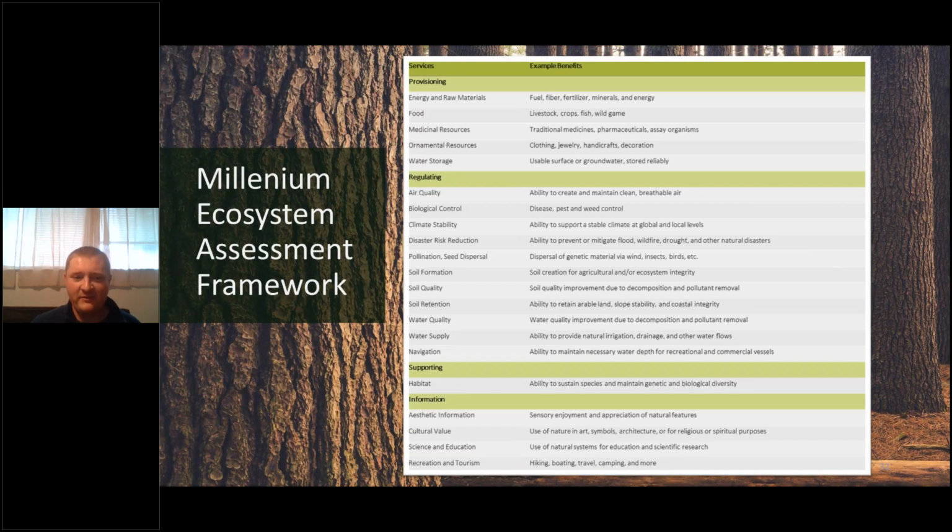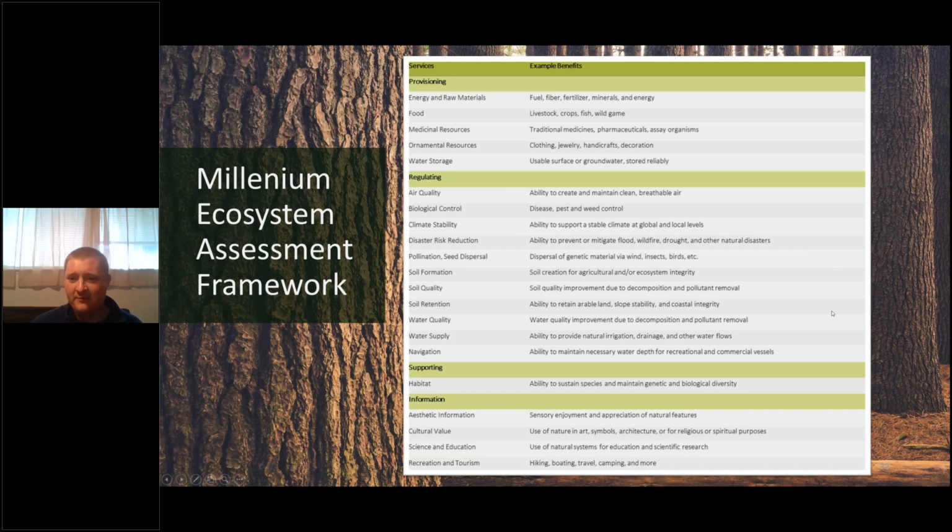These services are typically organized into 4 broad categories, including provisioning, regulating, supporting, and information services. A common framework to categorize the ecosystem services provided by nature is the Millennium Ecosystem Assessment. I'll spend a little time here just to provide some examples of ecosystem services, but if you want to take a deeper dive, this framework is freely available online.